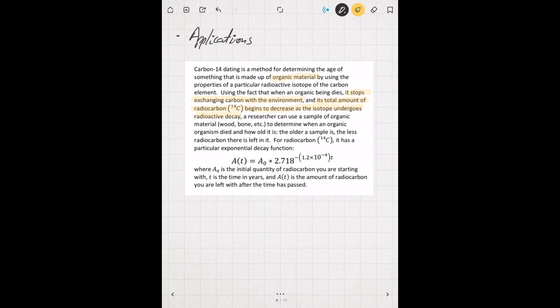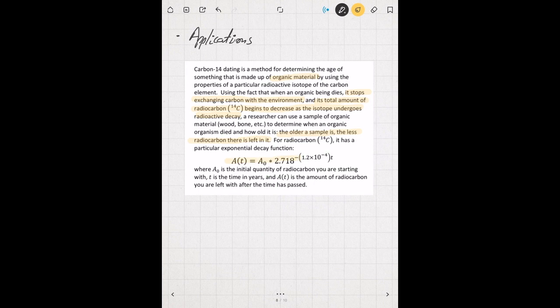Using those two ideas, a researcher can use a sample of organic material, whether it's a piece of wood or a leftover bone, to determine when an organism died and how old it is. So the older a sample is, the less radiocarbon there is left in it. If you analyzed the amount of radiocarbon that's left in it, knowing how much there would be to start, you can guess how old it would be. So for radiocarbon, carbon-14, it has a particular exponential decay function.